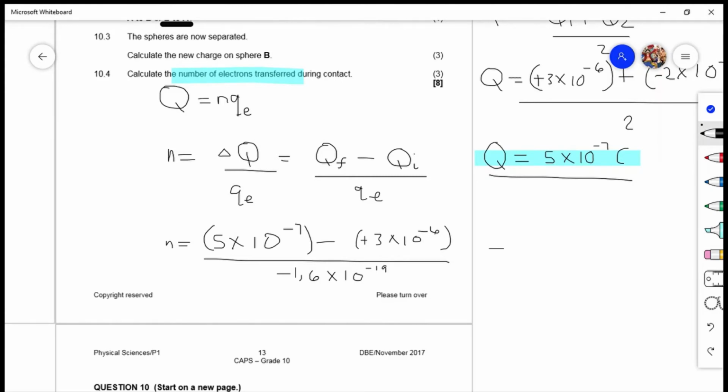After we put this on our calculator, we have the number of electrons that were transferred from sphere B to sphere A as 1,56 times 10 to the power 13 electrons.